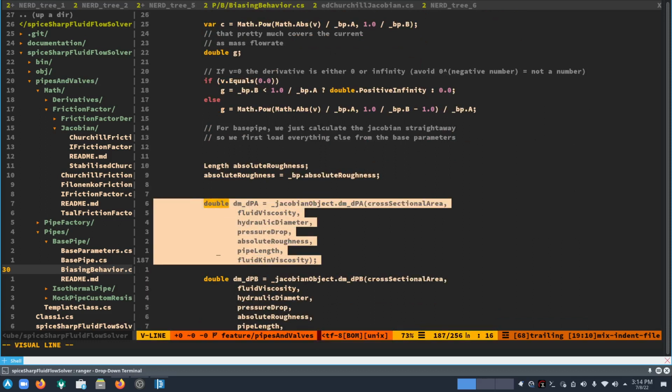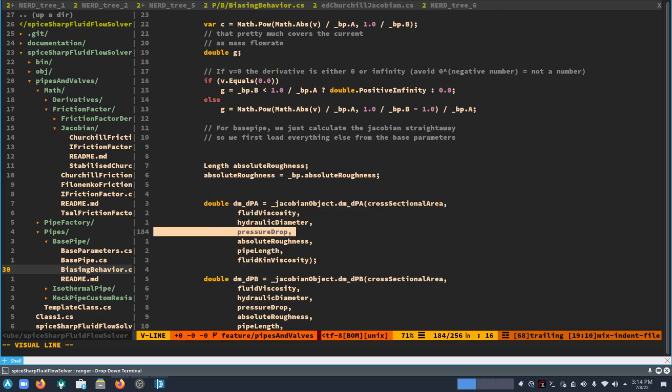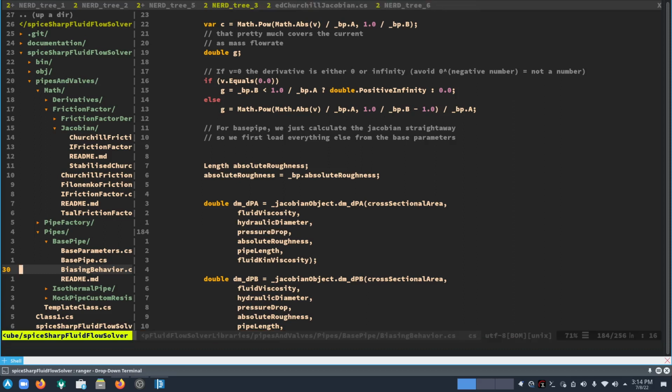For dmdPA, for example, I need to be able to use pressure drop as an input rather than calculating the Reynolds number over here explicitly. I just want to be able to fit pressure drop into this function, and it will give us the Jacobian as well. So there's a little bit more extra work to do because we have a pressure drop, and we need to use that pressure drop to guess the Reynolds number and then solve for it. So how can we do it?